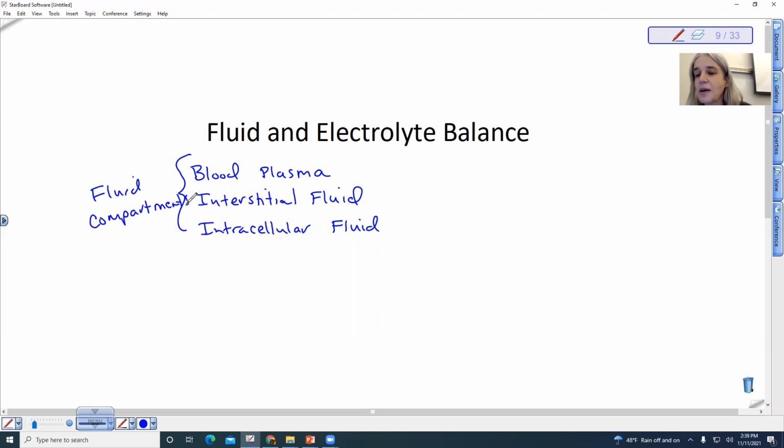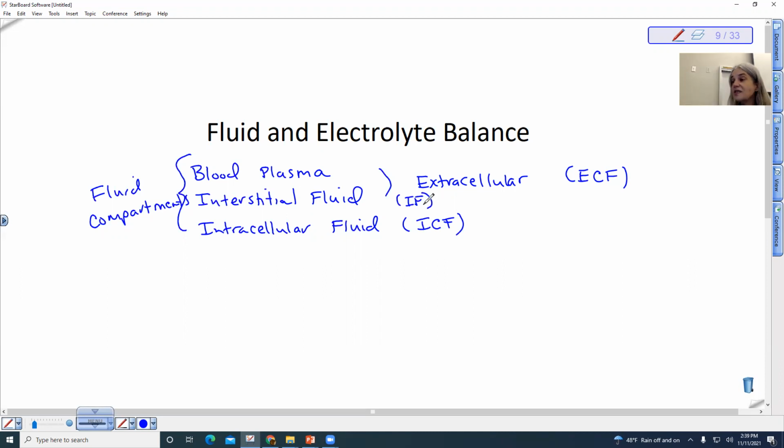When we look at the blood plasma and the interstitial fluid, these are extracellular. Sometimes this is abbreviated as ECF. So extracellular would be in the blood plasma and in the interstitial fluid. And then the intracellular is sometimes abbreviated as ICF. The interstitial fluid itself is just IF. So you'll see these abbreviations in your textbook.